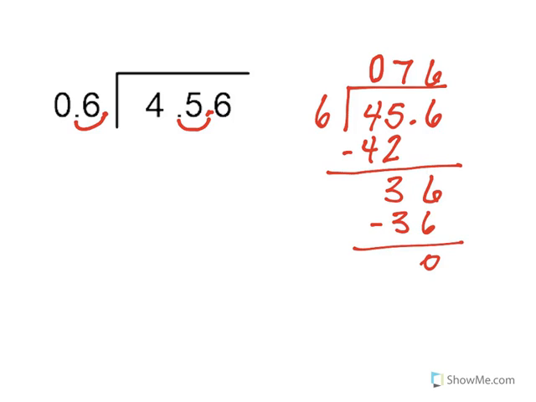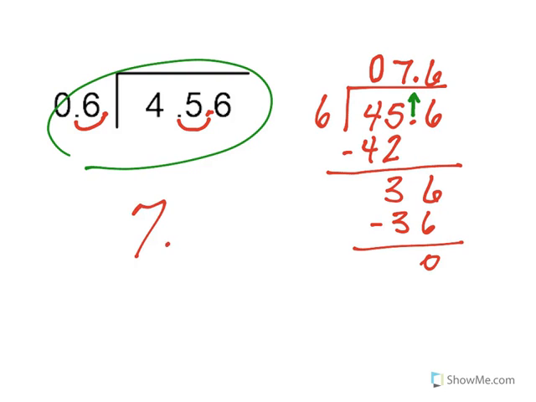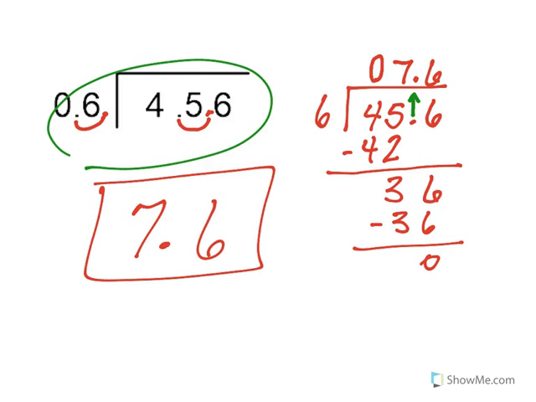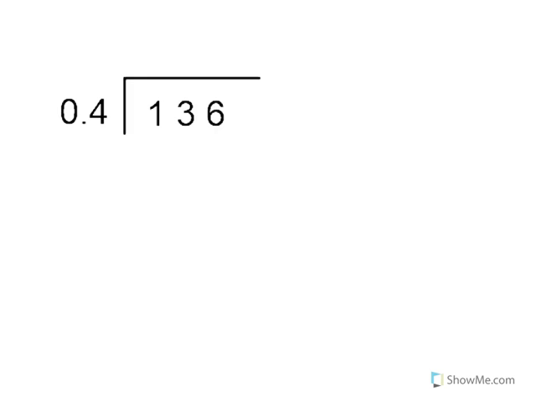All I need to do now is bring my decimal point up to the exact place it is located in my problem. And so my answer for 4.56 divided by 0.6 is 7.6. So let's take a look at another problem.